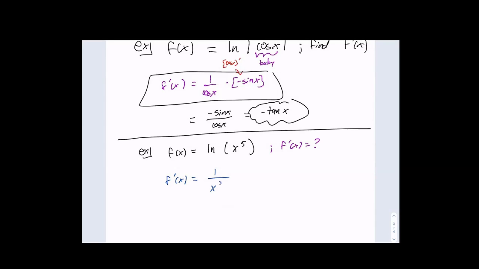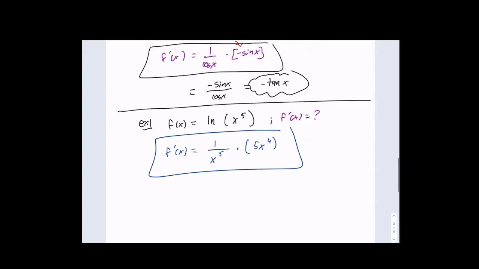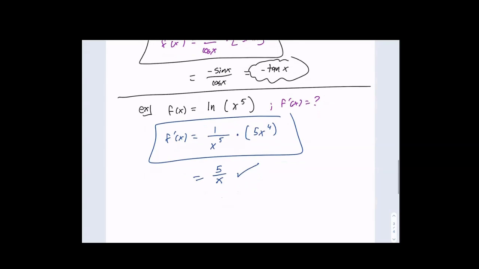Okay. Parenthesis. Where? The time. Parenthesis. 5x to the power 4. There we go. Perfect. Of course, we clean that up and we get 5 over x. x to the 4th over x to the 5th gives you just 1 over x.